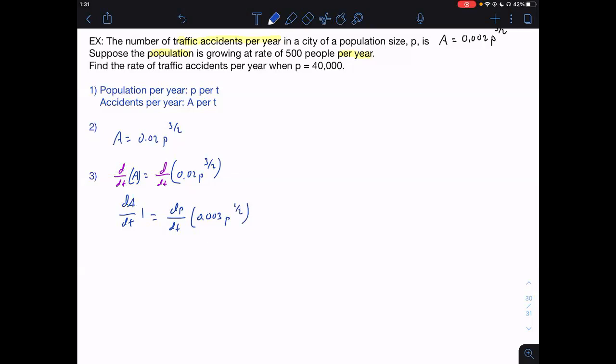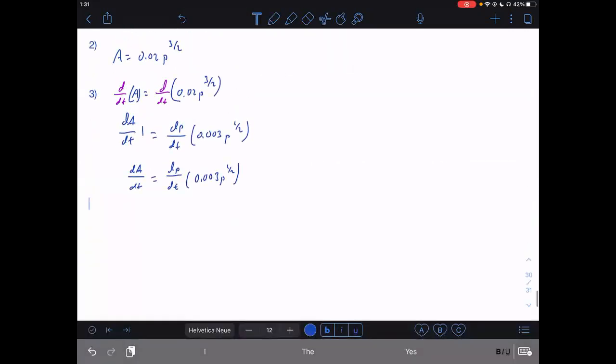Now that we have our implicit derivative, let me simplify this a bit more. Since on the left-hand side we just have 1, this is just going to be dA over dt equal to dP over dt times 0.003 P to the 1/2. For this implicit derivative that we have defined, let's identify the values that we're going to be plugging in and what we're trying to solve for.